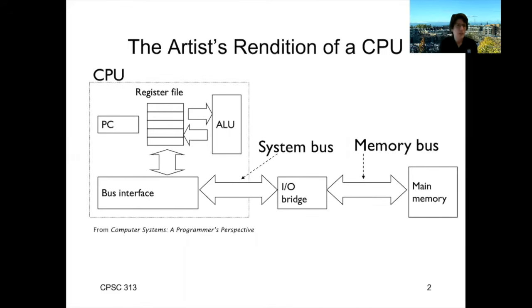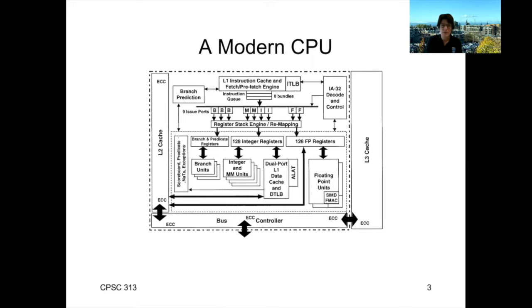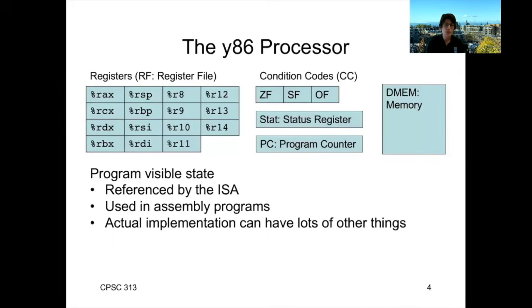You may have seen a picture like this before, saying this is what a computer looks like, but I like to call it the artist's rendition of a processor because it's greatly simplified. And although we're going to use this to describe the y86, in reality, processors today really look much more like this. They're way more complicated. And my hope is that by the end of the course, you'll understand what this diagram is really telling you. Without further ado, let me introduce our friend, the y86 processor.